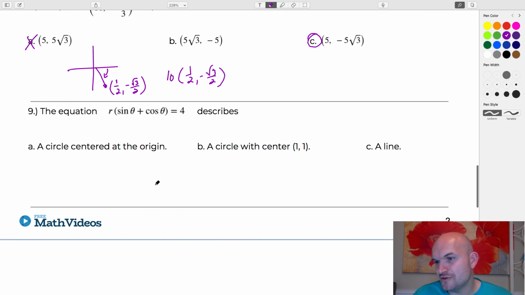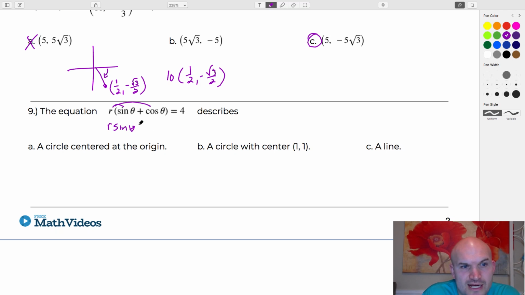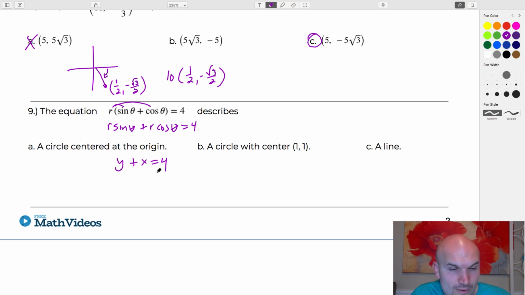And last but not least, guys, to finish off my stream, it says the equation r times sine of theta plus cosine of theta equals 4. What is that going to be? Well, again, we can distribute here. There's r, so therefore we get r sine of theta plus r cosine of theta equals 4. Remember, guys, r sine of theta, just like what we did up there, is represented by the y coordinate. R cosine of theta is x, so that's going to be plus x equals 4. And you can see that y plus x equals 4 is going to be the equation of a line.